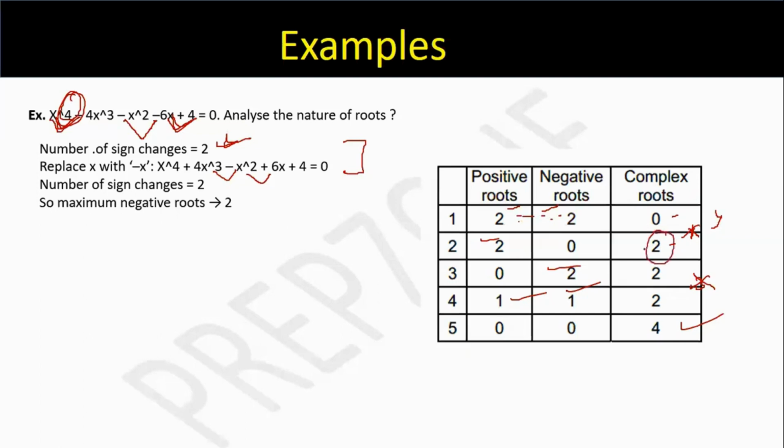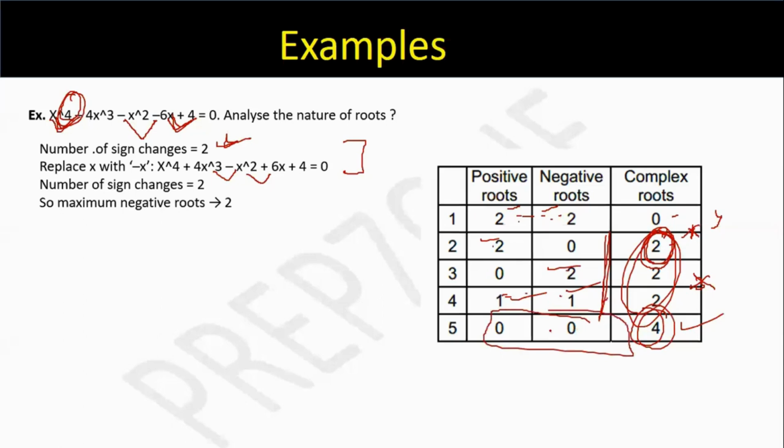Next possibility is 2 complex roots. If I have 2 complex roots, I need to give 2 real roots. Now these 2 real roots can be either both of them positive or both of them negative, or I can have a 1 plus 1 count. In all of it, I will have 2 real and 2 complex roots. Now the next possibility is 4 complex roots. If I have 4 complex roots, there has to be 0 real roots. So 0 plus 0.